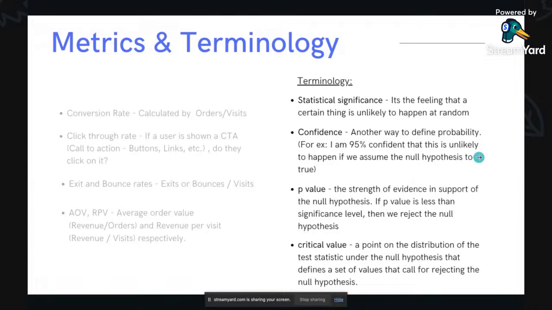So confidence again is closely related. It's another way to define probability. A way I can define statistical confidence is that I could say that I'm 95% confident that this is unlikely to happen if we assume the null hypothesis to be true. Then there's also something called the significance level. Significance level is the opposite of confidence. It's 100 minus confidence. So the most usual significance level is 5%, and respectively confidence is 95. Some people use 10% significance and 90% confidence.